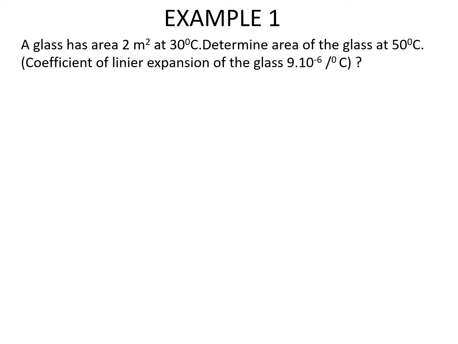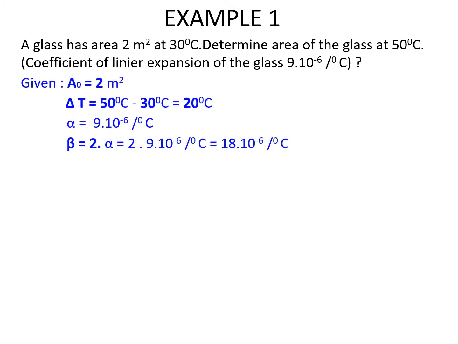A glass has area 2 meters square at 30 degrees Celsius. Determine area of the glass at 50 degrees Celsius, if coefficient of linear expansion of the glass is 9 times 10 to the power of minus 6 per degree Celsius.